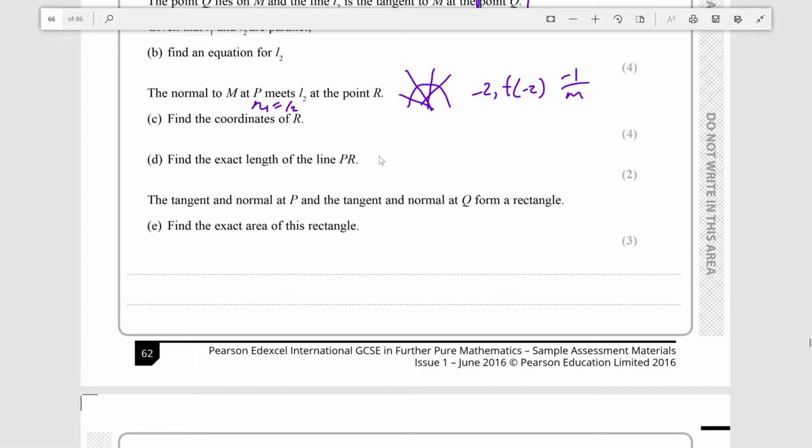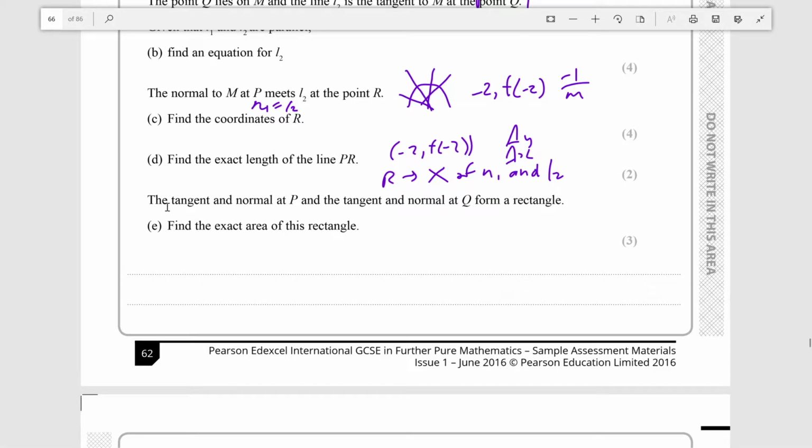So we know the coordinates of P before, it's -2, f of -2, then R is the intersection between n1 and L2, and we can calculate the rise and the run, and we'll use the Pythagoras theorem to find the distance there. So it should not be too hard.